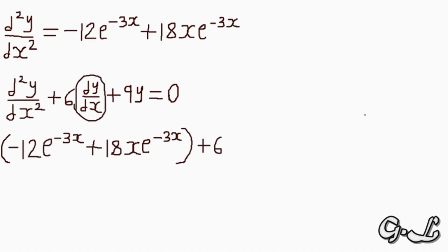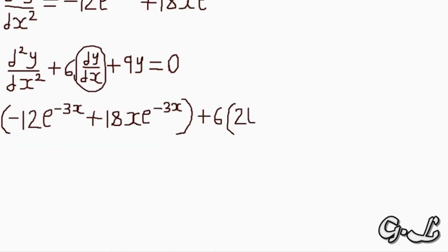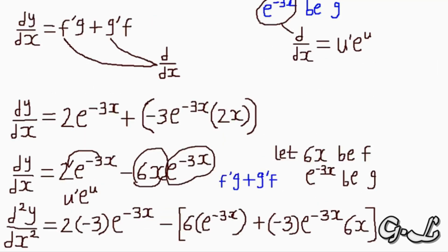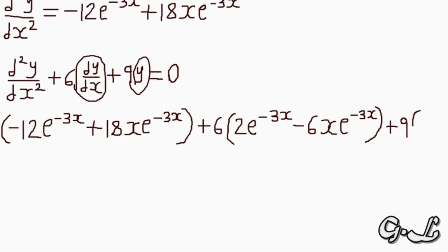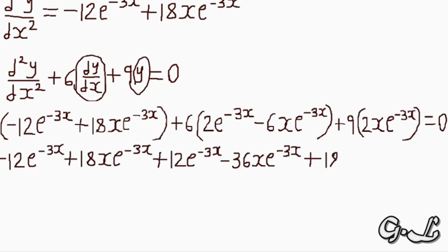And then we're going to say 6 times our dy dx. We already found our dy dx, so we're going to replace dy dx with what we found and write it there, plus 9y. We're already given our y, so we don't need to worry. We're given y as y is equal to 2x e to the negative 3x. They are telling us that that must equal 0.